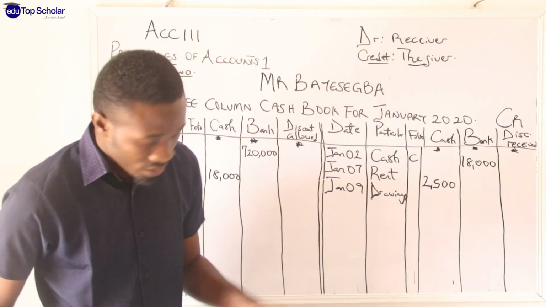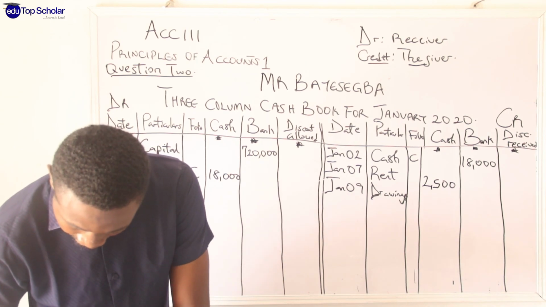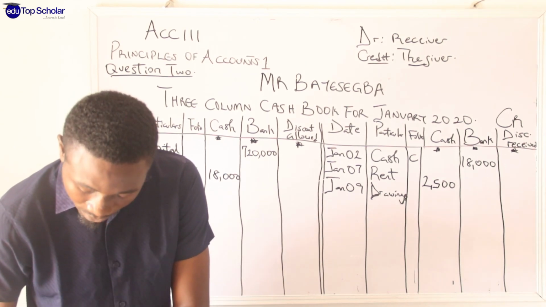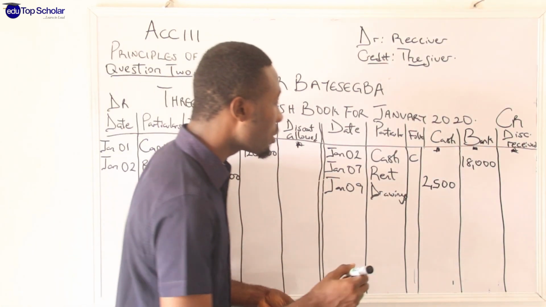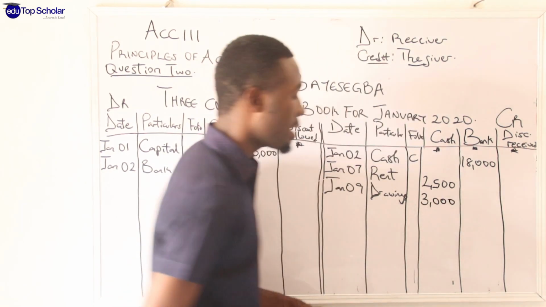So when you have that drawings, and because he withdrew cash from the office, because it was cash he withdrew, it will be recorded on the cash side as 3,000 naira.